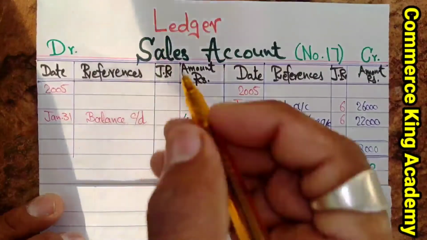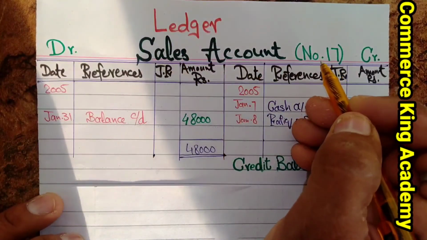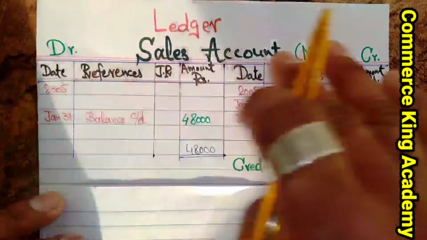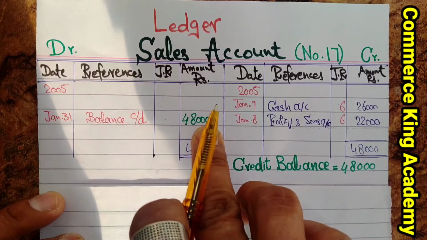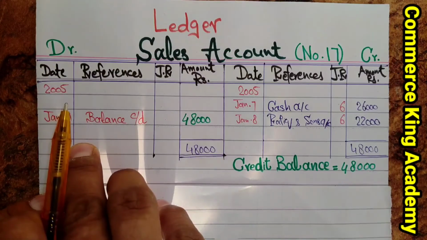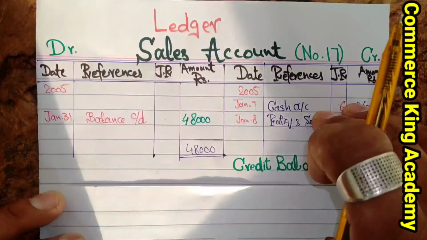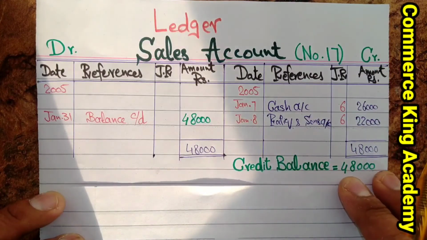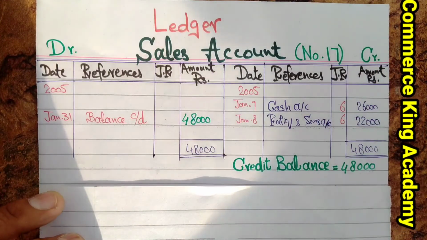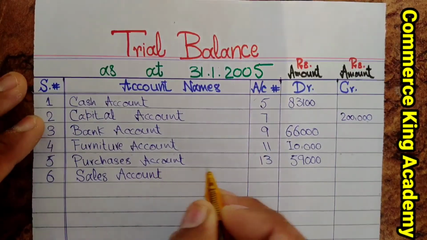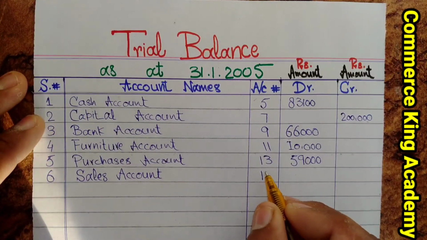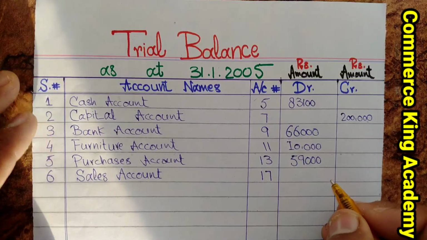Our next ledger account is sales account with account number 17, debit side, credit side. We have a difference of 48,000 rupees on debit side, so ultimately we have heavier credit side, so we have credit balance 48,000 rupees. Serial number 6, account name sales account. Account number is 17, am I right? Credit balance 48,000 rupees.